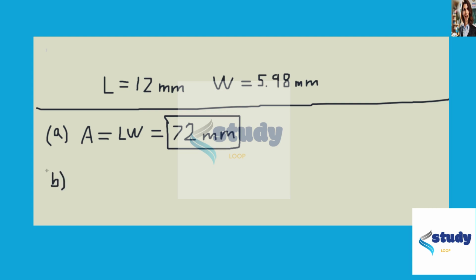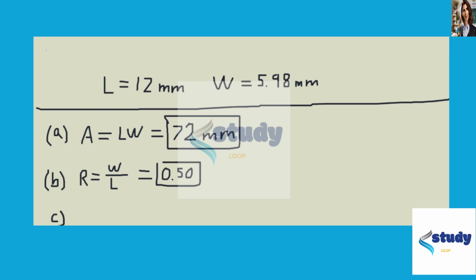Part B wants to know the ratio, which I'm going to call R, of the width to the length. So the ratio of the width to the length is just going to be W over L. Again, 2 significant figures is all we can report to, and it's going to be approximately 0.50. We can box that in as our solution for B.